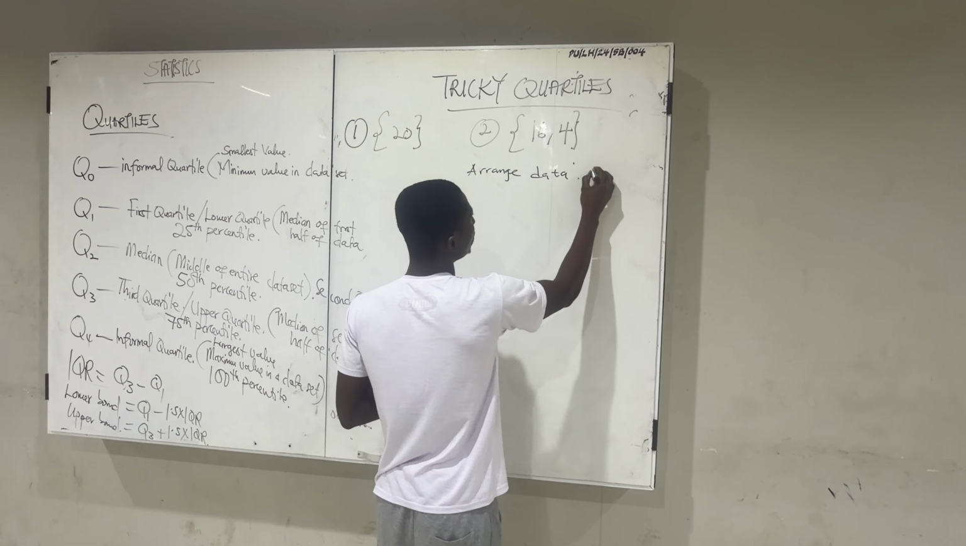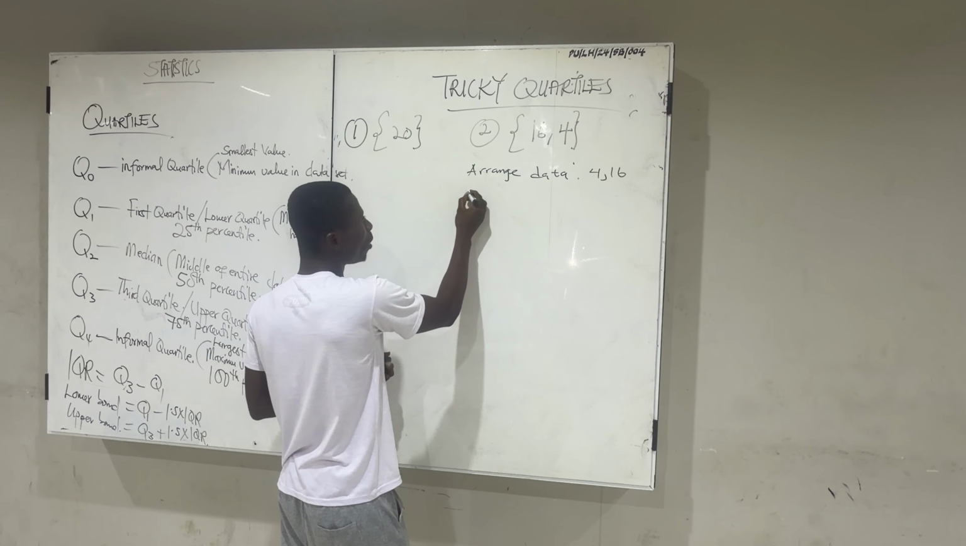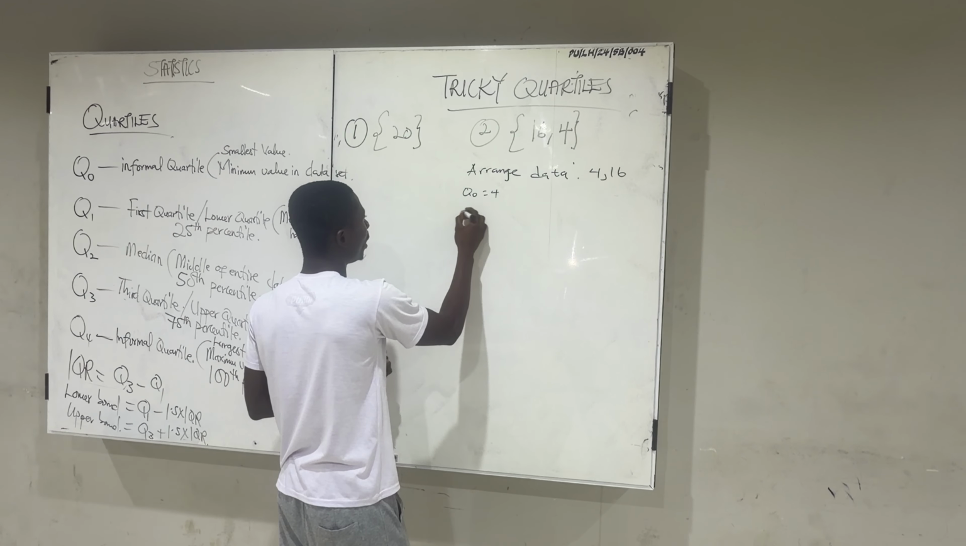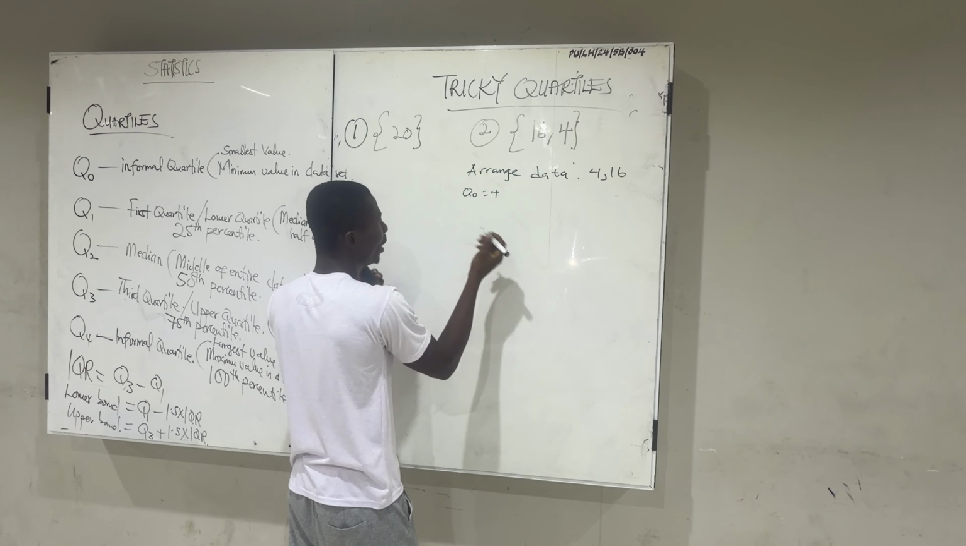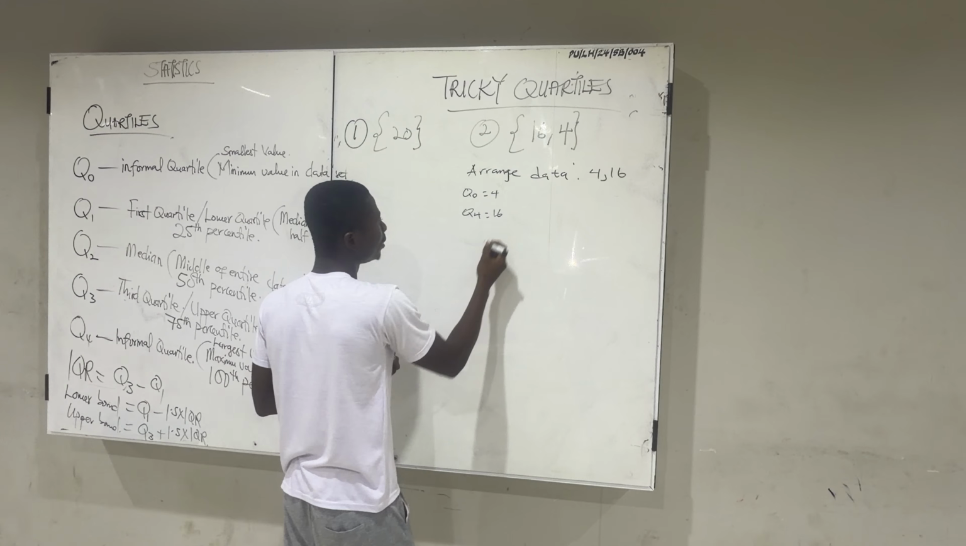So here our data will be 4, then 16. So you have our lower value, which is the Q0, to be 4. Then our upper value, which is the Q4, also to be 16.